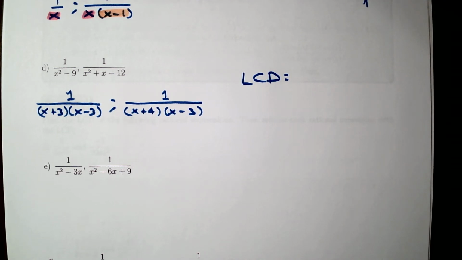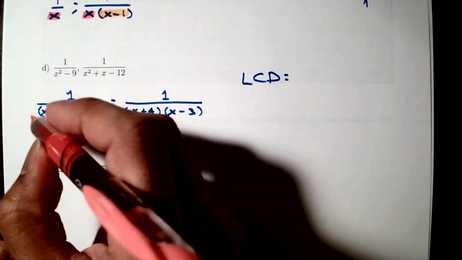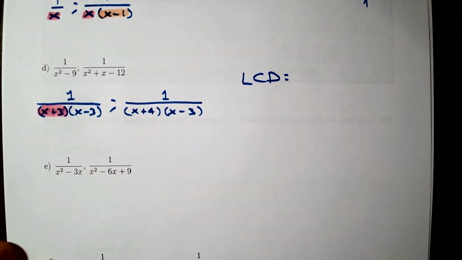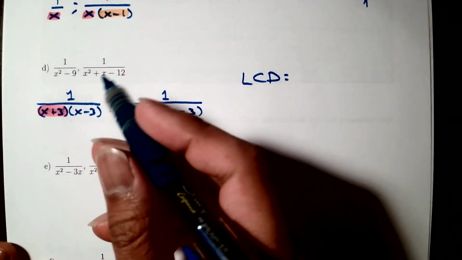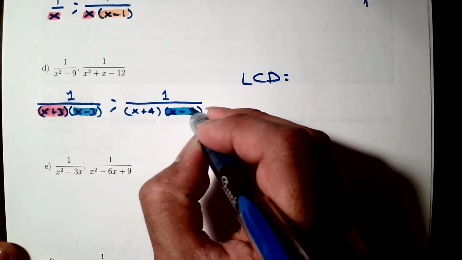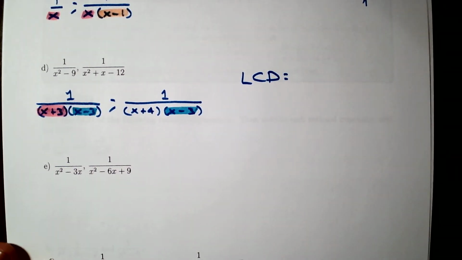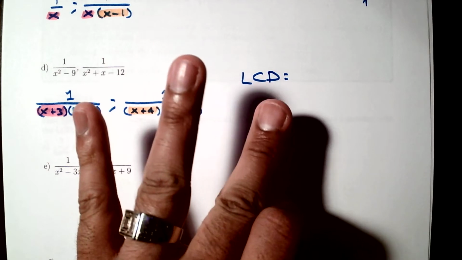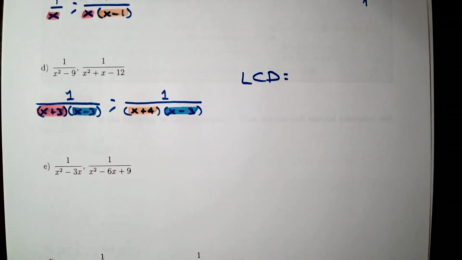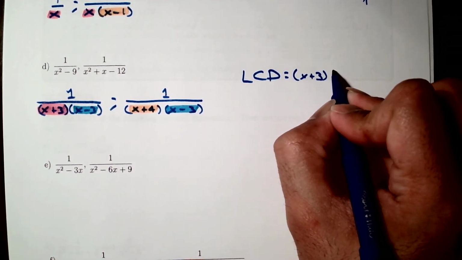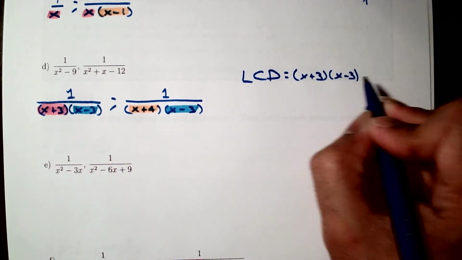So I'm going to use pink to highlight x plus 3. Do we see another x plus 3 anywhere else? No, that's it. I'm going to use blue for x minus 3. Do you see another x minus 3? Well, yes, we have it here as well. Alright, and with orange, I'm going to highlight x plus 4. So we're going to have 3 different factors. In this case, the factors x plus 3, x minus 3, and x plus 4.